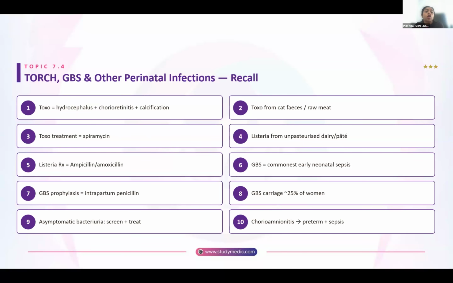GBS is the commonest cause of early onset neonatal sepsis, and the prophylaxis is going to be intrapartum penicillin. GBS carriage, if you see, it is almost 25% of women who have this GBS. Asymptomatic bacteriuria, what are you going to do? You're going to screen and treat them.